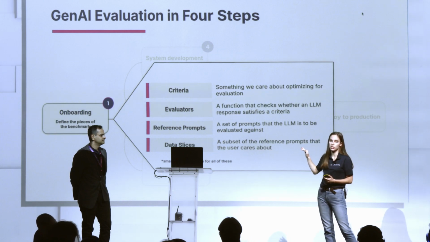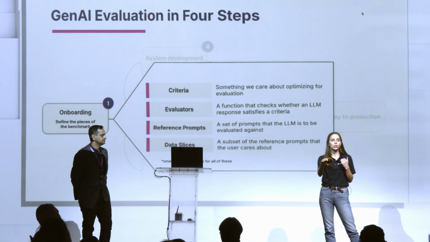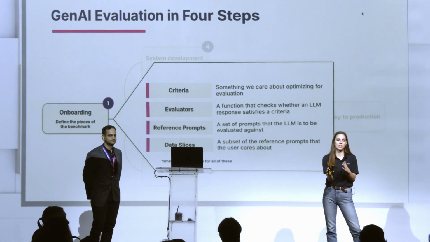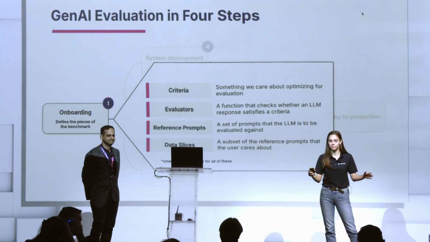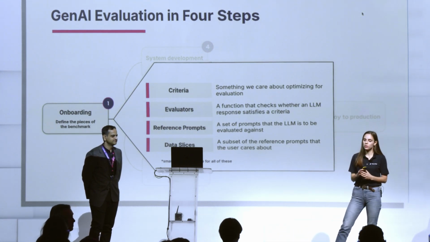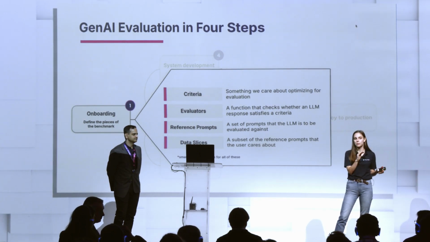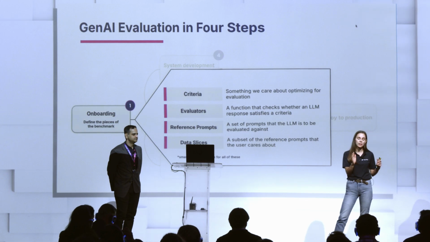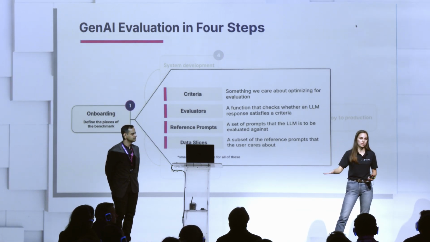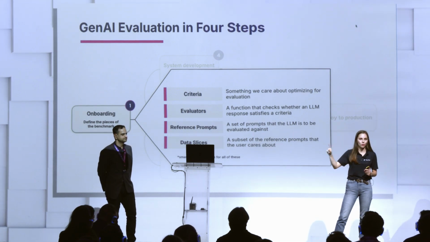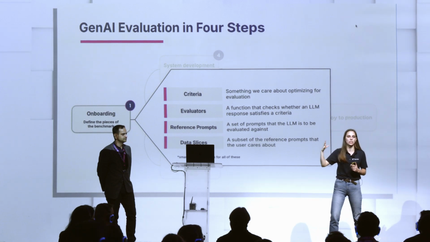Then we have evaluators. These are the functions that will take in a data point and then return whether or not that data point satisfies the criteria. So you're likely to have an evaluator for every single criteria that you define. Reference prompts refers to the set of prompts that are fed into the LLM. This set of reference prompts is not going to change a whole lot. It might change a little bit, but they're generally stable. What will be changing are the LLM responses, right? As your fine-tuned model gets better, hopefully with each round of improvement, the responses will change and be better.